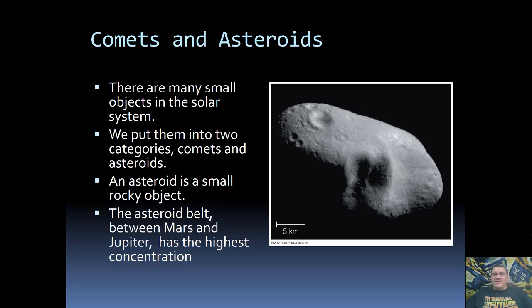As we look throughout the solar system, there are many small objects scattered throughout. We classify these into two categories. If it is small and rocky, we call it an asteroid. So asteroids are small, rocky objects. The highest concentration of asteroids is within the asteroid belt located between Mars and Jupiter.